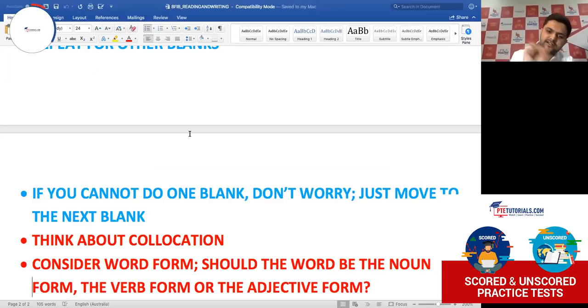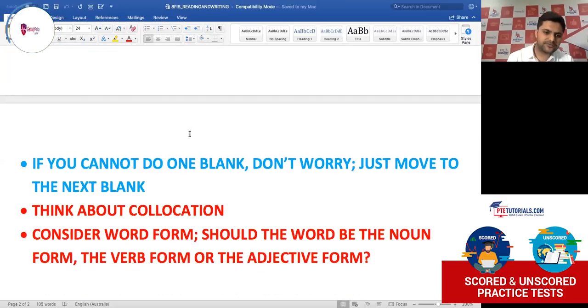So if you get stuck in one blank, it's going to be very difficult for you to finish everything, and you might need to rush in the end. So it's better to not spend a lot of time on one blank. If you don't get the answer, just move to the next one, and once you have found the answers to the others, then come to the one that you are not able to solve.